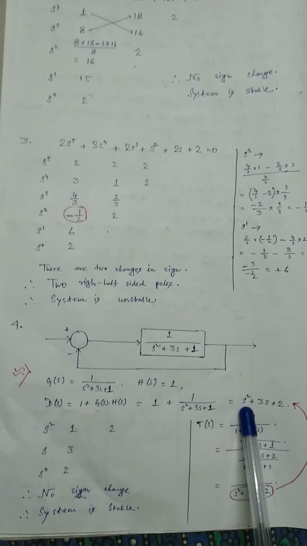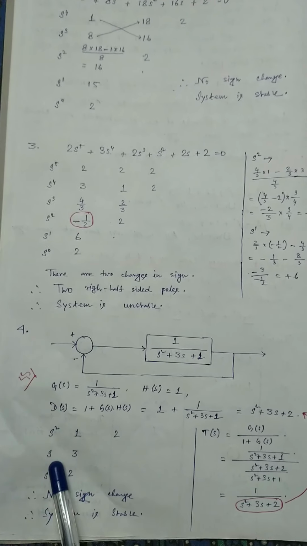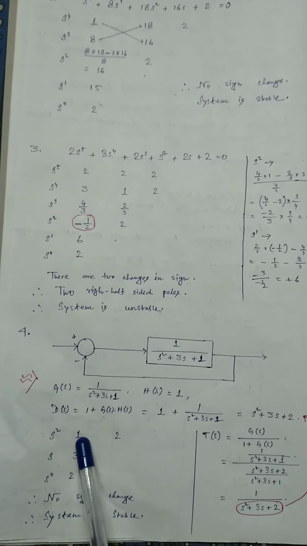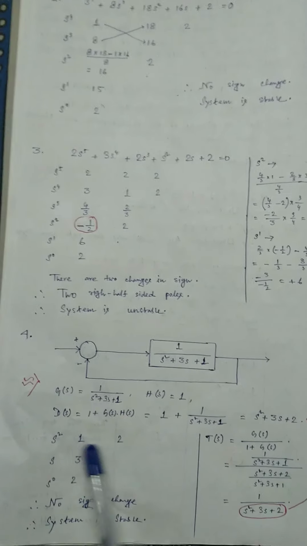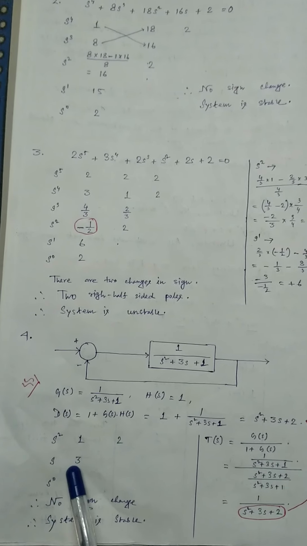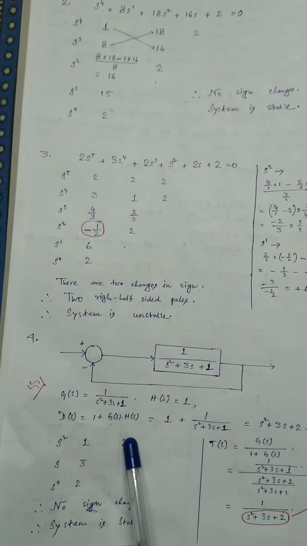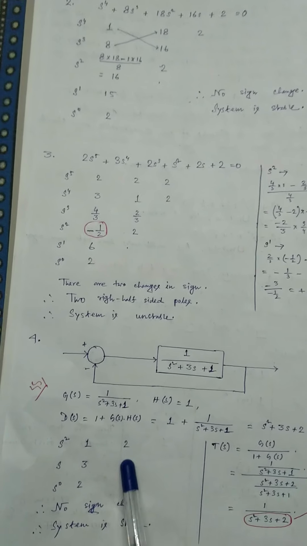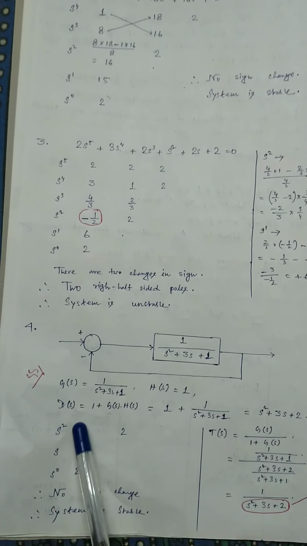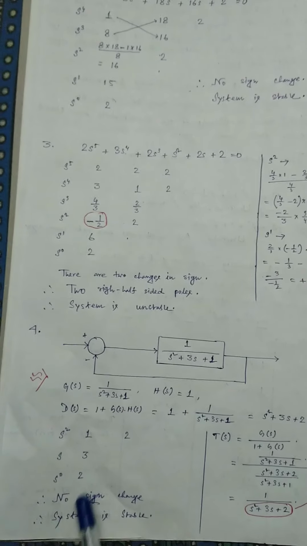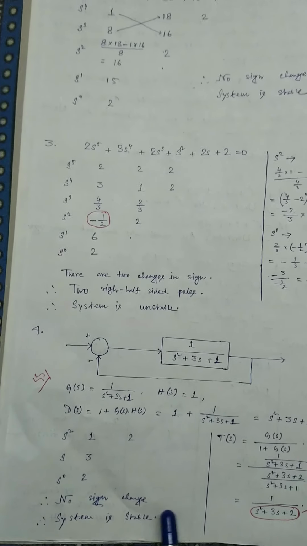Now here the highest power is 2, a second order system, so we have to write s square, s, then s0, and here we have to put the coefficients of s square and s0, that is 1 and 2, and here 3, the coefficient of s. Now we have to calculate this part: 3 into 2 minus 1 into 0 divided by 3, that is we get 2. So we can see in the first column the entries are 1, 3 and 2, so all are positive, no sign changes, and the system is stable.